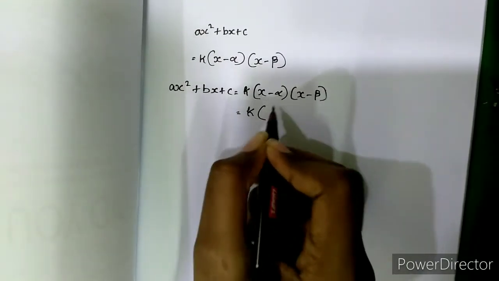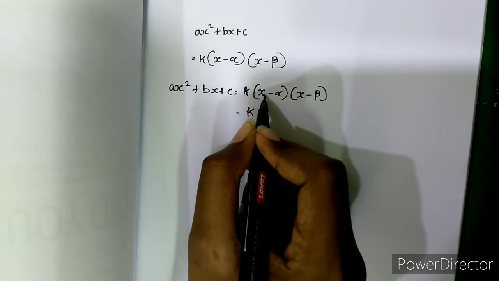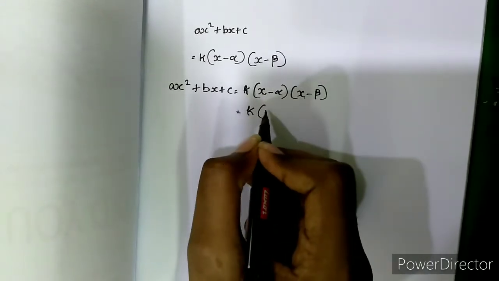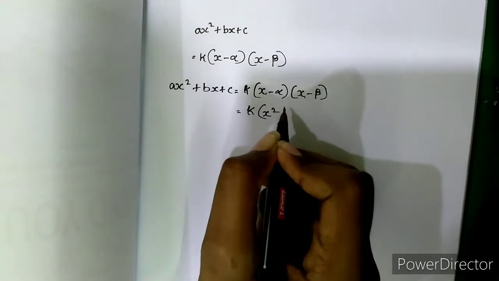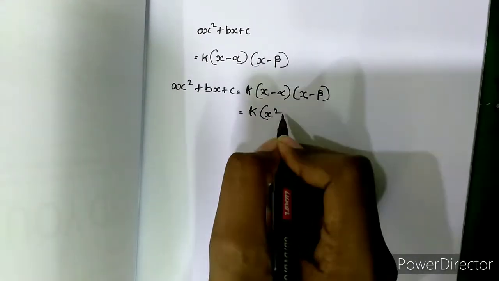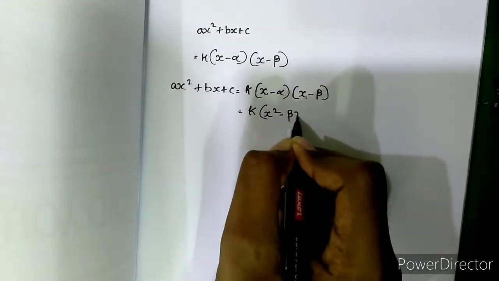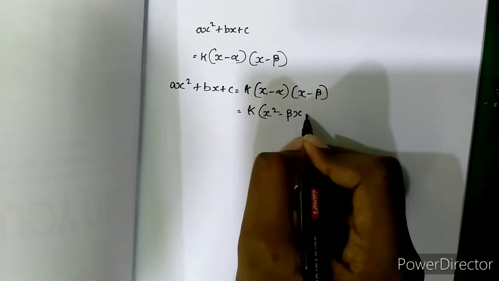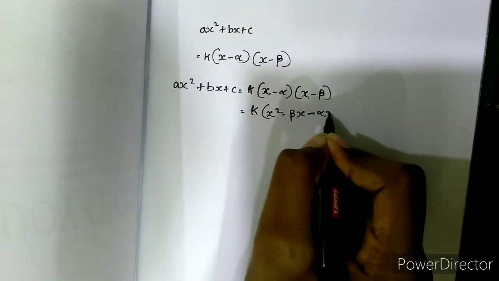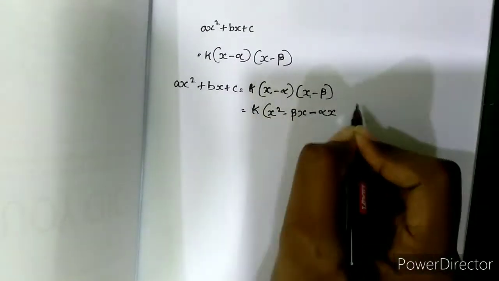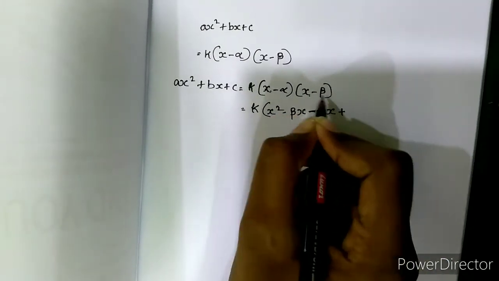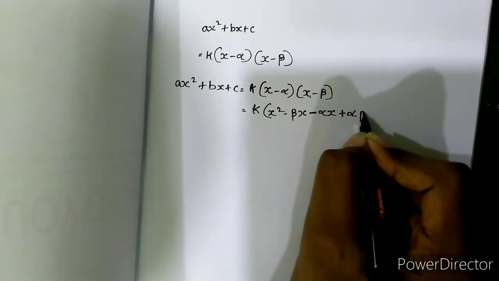x into x, x square, x into minus beta, minus beta x, minus alpha into x, minus alpha x, and minus alpha into minus beta, minus into minus is plus, alpha into beta, alpha beta.